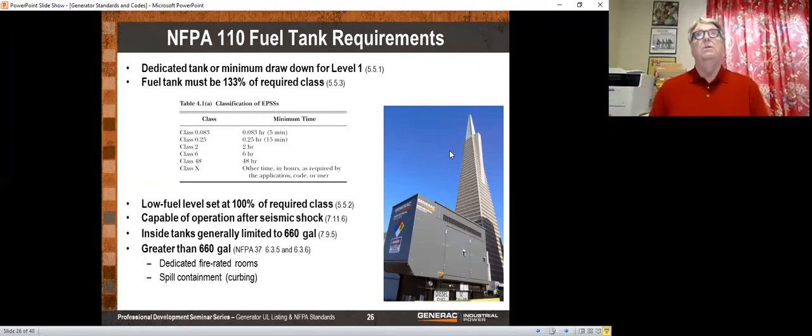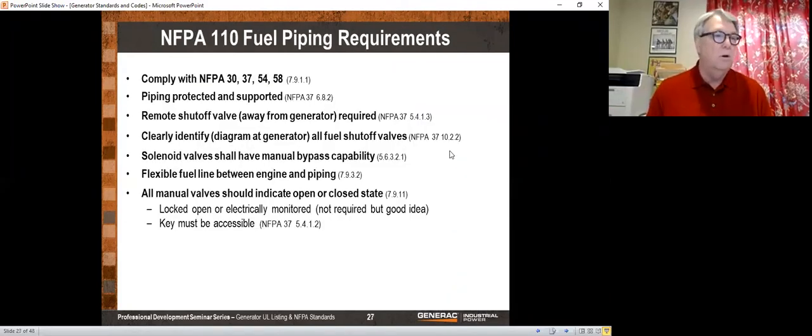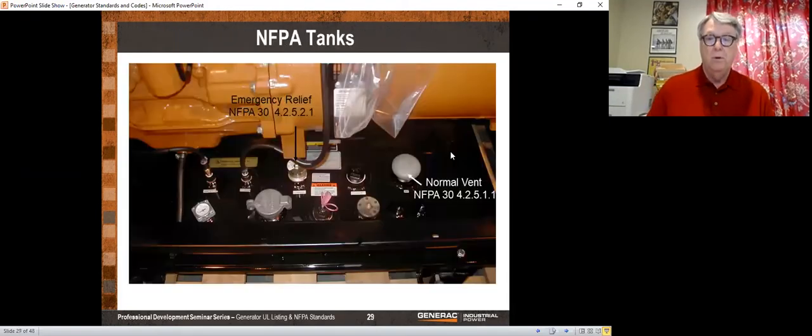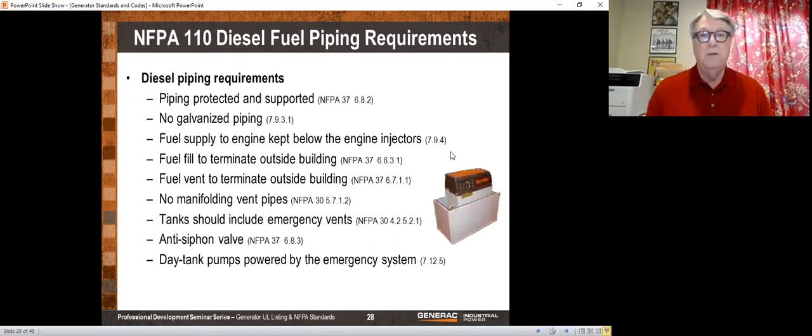We put some generators in a hospital up north here, and they wanted sensors on the cement that would detect a diesel fuel spill. So you may have other requirements from your insurance company. Now here's your fuel piping requirements. I'm not going to go over all these. You can just kind of scan down there. And while this may look common sense, and it is common sense, these are often neglected and may not be there. Some more diesel fuel piping requirements.